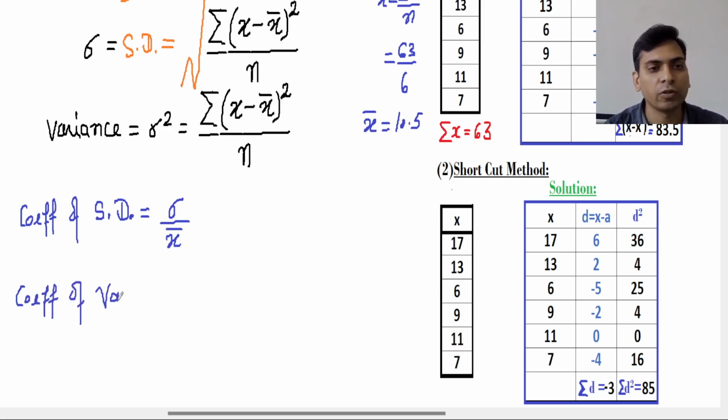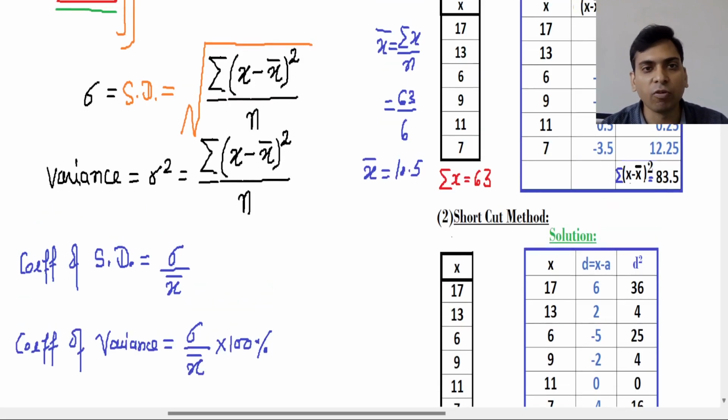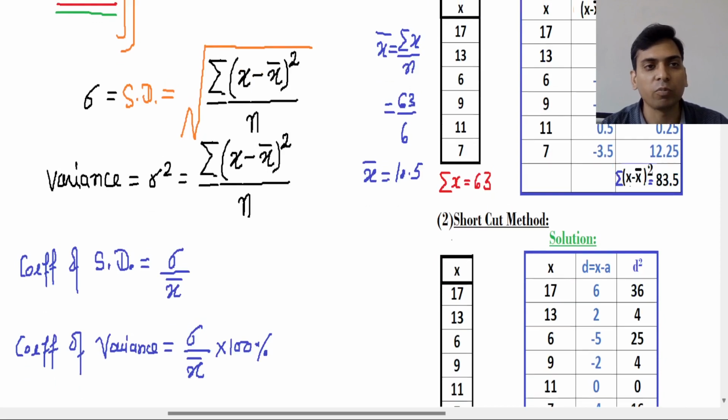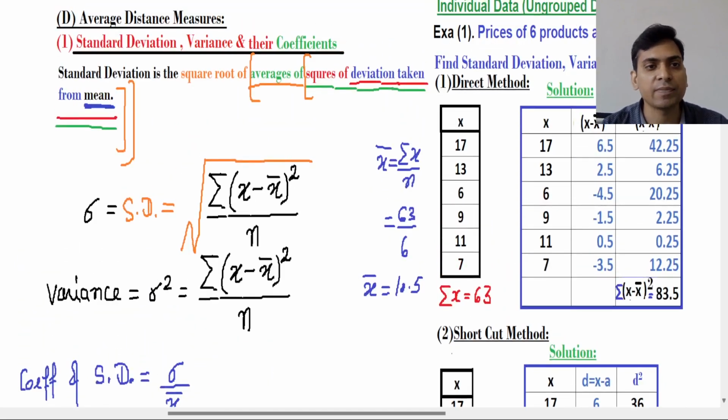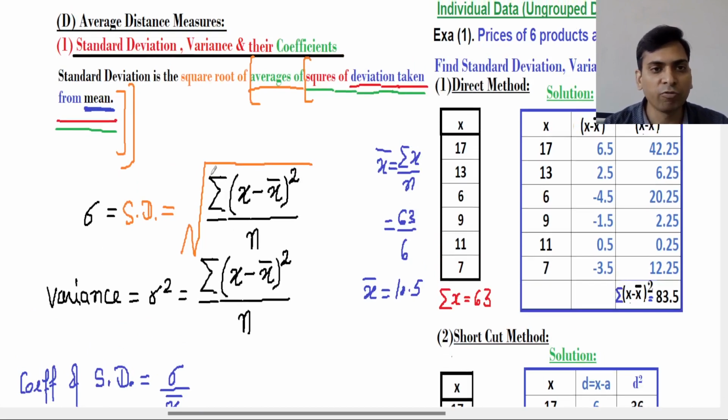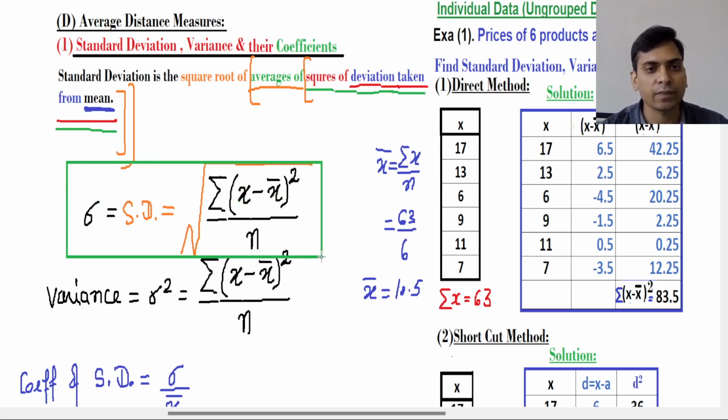Coefficient of variance is what? It is the coefficient of SD, sigma upon x bar, multiplied by 100. Then this becomes the coefficient of variance. So we have these main formulas for standard deviation, variance, coefficient of SD, and coefficient of variance. This is the main formula for standard deviation.